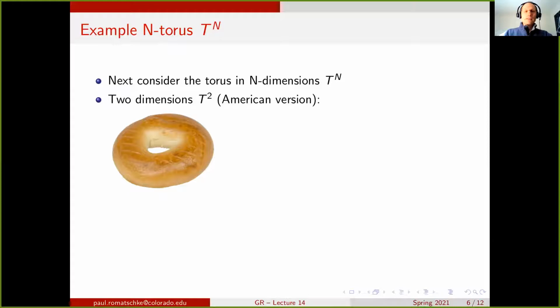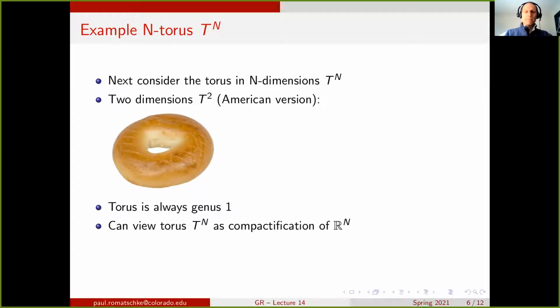Anyways, so this is the American version of a torus in 2 dimensions, and it has genus 1 because it has one hole in the manifold. That's different from, in particular, S^2, the sphere in 2 dimensions, which had no holes, so that was genus 0. We can always view a torus in n dimensions as a compactification of n-dimensional Euclidean space. And I want to give you a quick idea of how that is done.